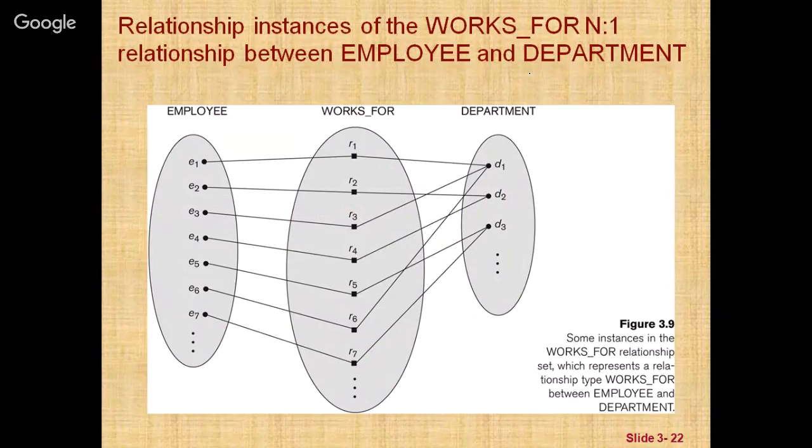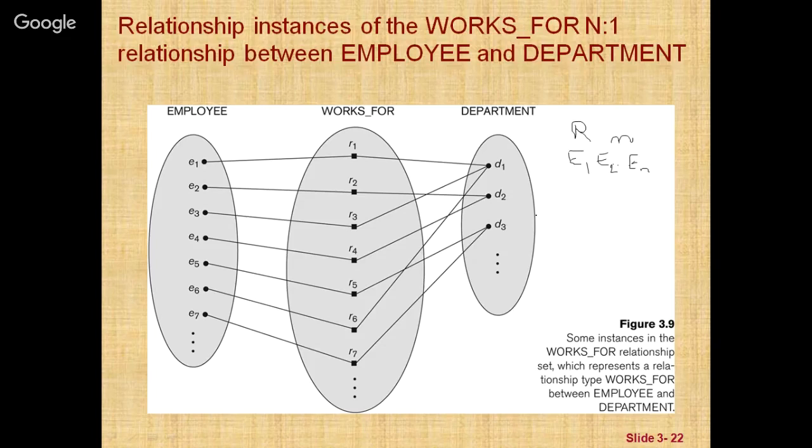Well, so a relationship type, you can say capital R, among n entity types, that is E1, E2, up to En, defines a set of associations or a relationship set among entities from these entity types.